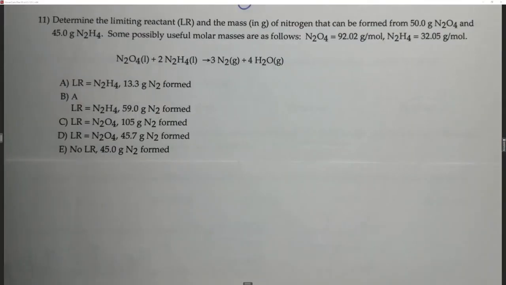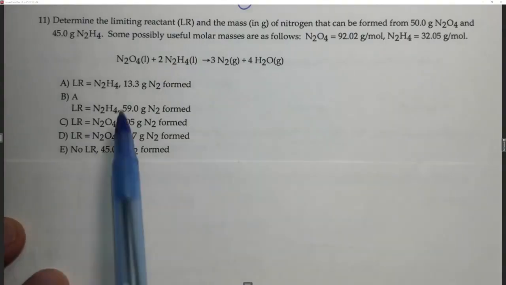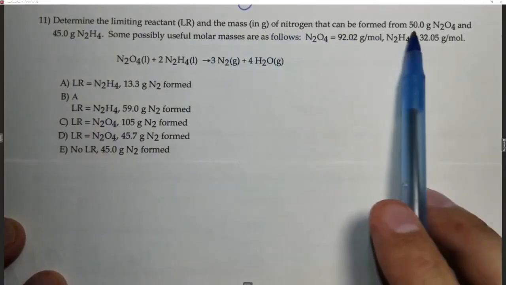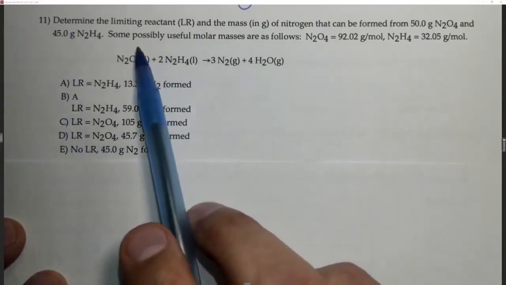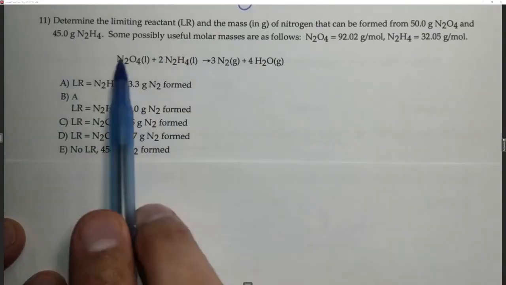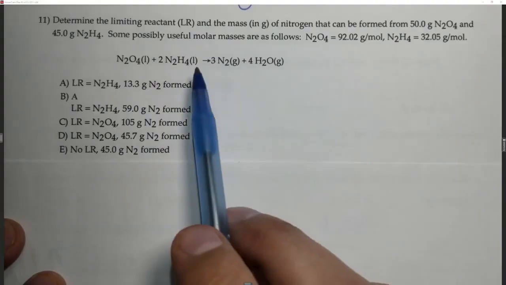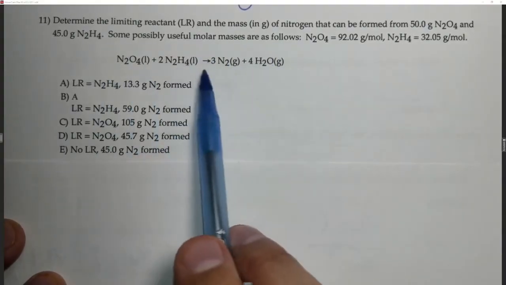So question 11 is very similar to question 10, except there's a lot more work. It says determine the limiting reagent and the mass in grams of nitrogen that can be formed from 50 grams of N2O4 and 45 grams of N2H4. And then it gives us some useful molar masses. So essentially here, we're given a mass of both of our reactants, and we're asked how much nitrogen we can form from both of our reactants.